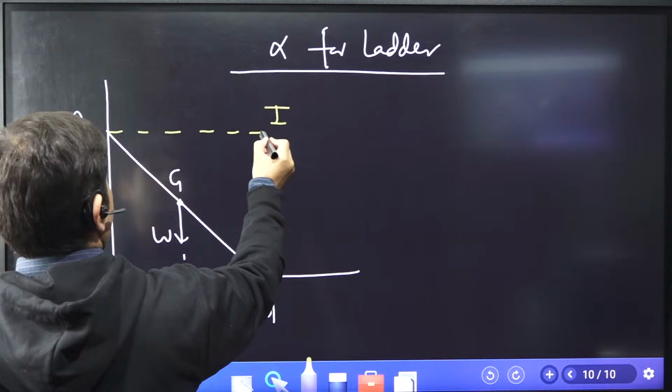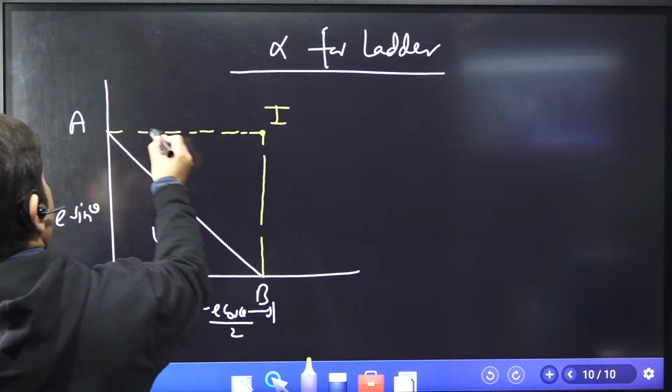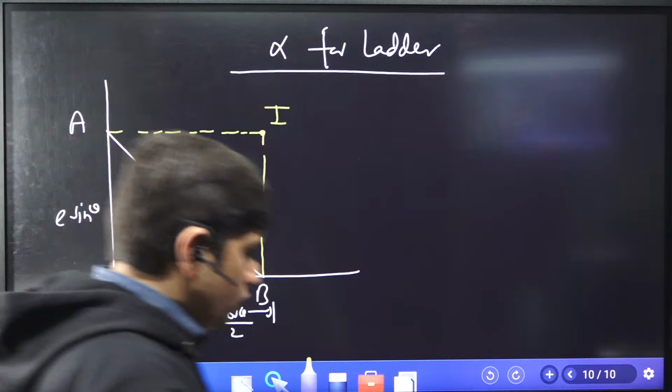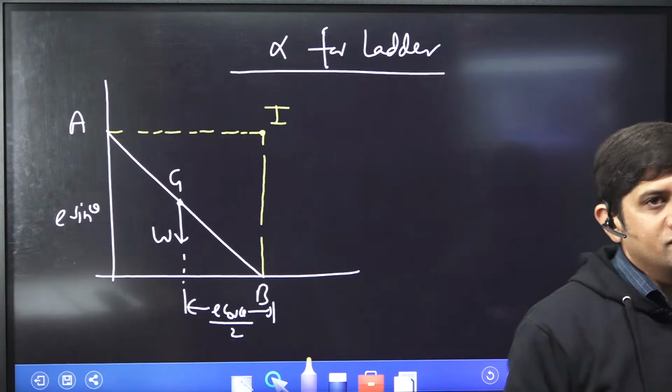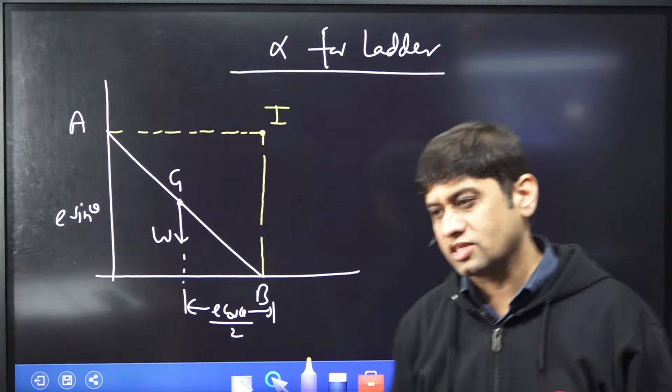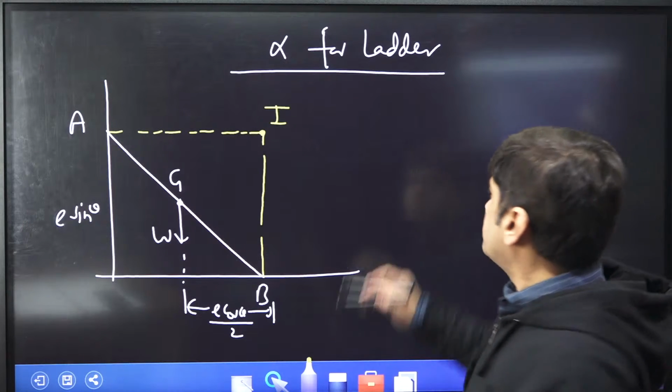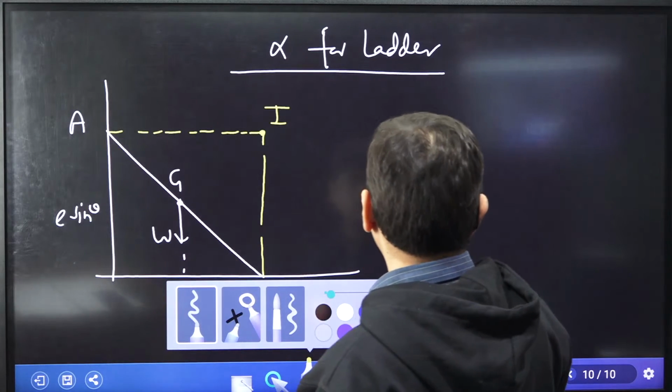This is the I center for the ladder. Because of this weight, this ladder falls down. And you have to tell what is the angular acceleration of this ladder. What is the angular acceleration, alpha, of this ladder?